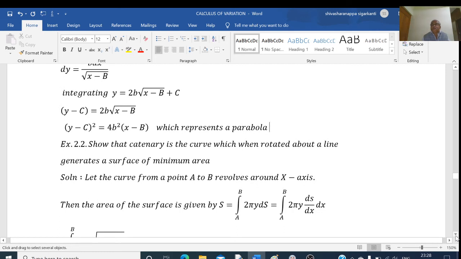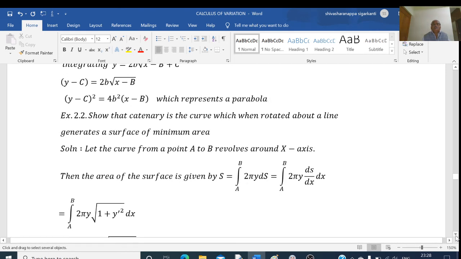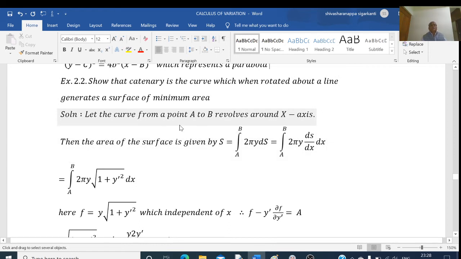show that catenary is the curve which when rotated about a line generates a surface of minimum area. Again, this is nothing but a variational problem. So let the curve from a point say A to B revolve around the x-axis. Then the area of the surface is given by the integral from A to B. This is our formula, 2 pi y into ds. If the curve rotates around the x-axis, then the area S is given by 2 pi y into ds.